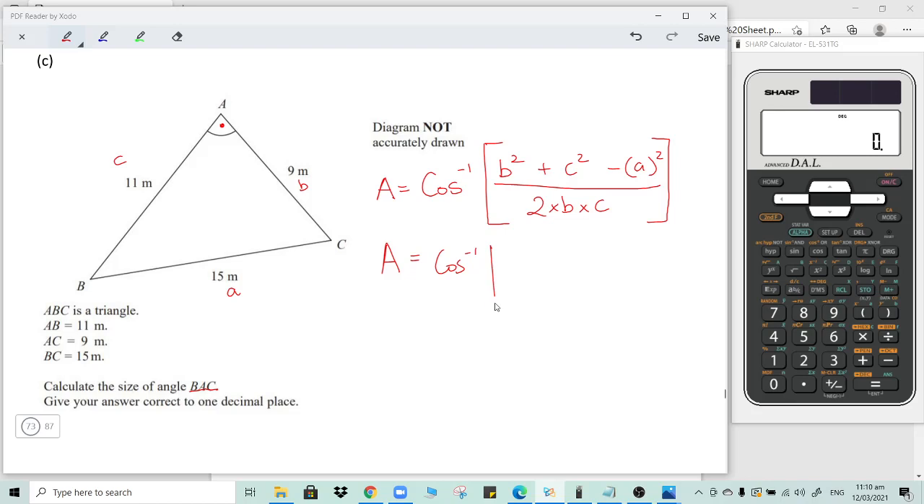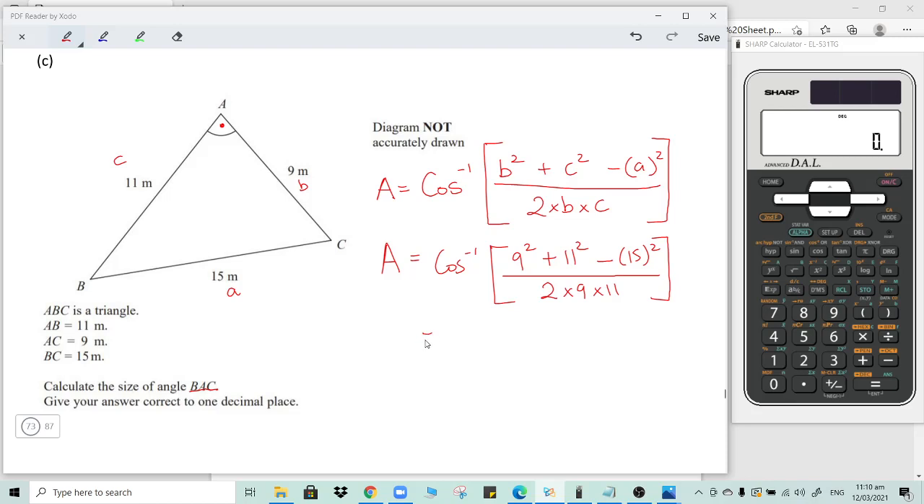Pretty straightforward. We just have to take our time and work out the top piece, write it down, work out the underneath piece, write it down, and then divide. Do not attempt this entire calculation on your calculator. Do it piece by piece. So b is how much? 9. So we have to take 9 squared. c is 11. And a is 15 squared. Divided by 2, multiply by 9 by 11.